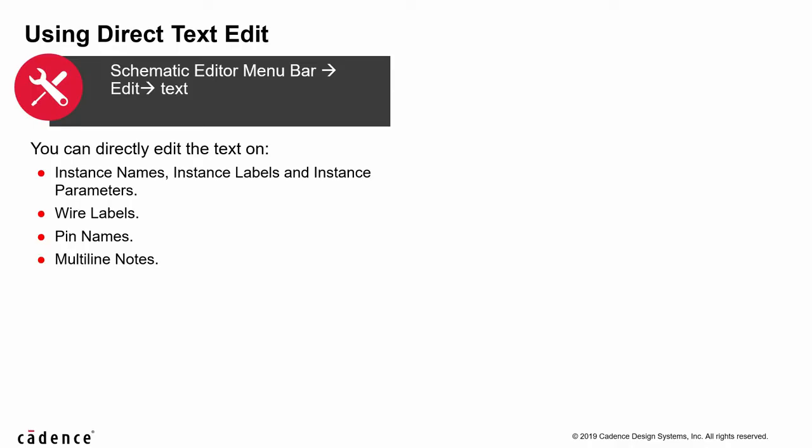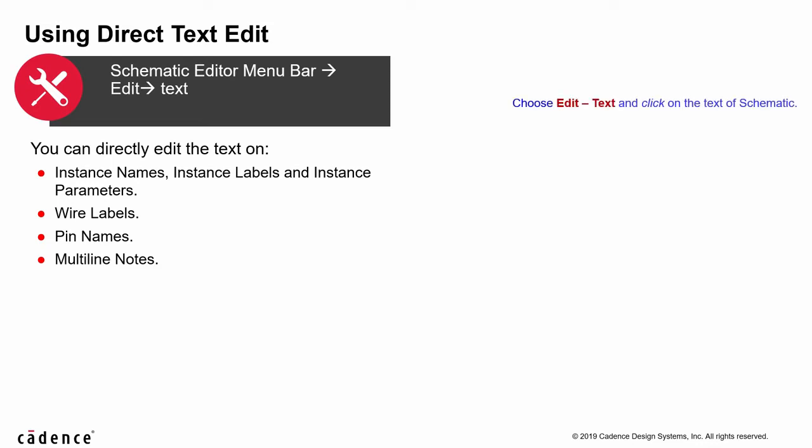Text is usually added to your schematic when you add instances, wires, and pins. These could be instance names, labels, or parameters. In the case of connectivity, it could be wire labels and pin names.